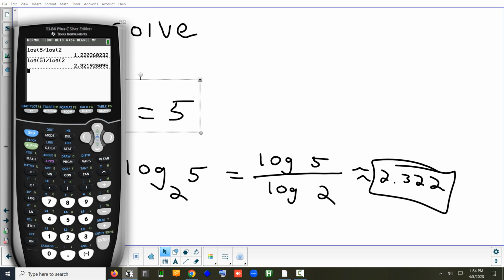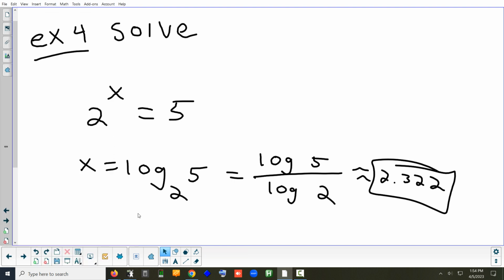I'm probably going to ask on the test for at least 3 or 4 decimal places for those kinds of problems. Since that's the calculation, there's no reason why you shouldn't be accurate to 3 or 4 decimal places. Any question on that one? And the nice thing, if you want to check it, take that number and plug it in. See if you raise 2 to the 2.322 power, if you get 5. Or, because we rounded it, you might get something like 5.0001. But it'll be pretty close.